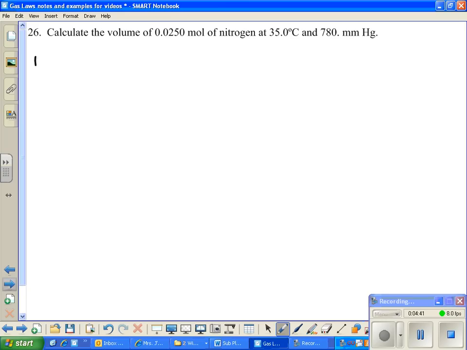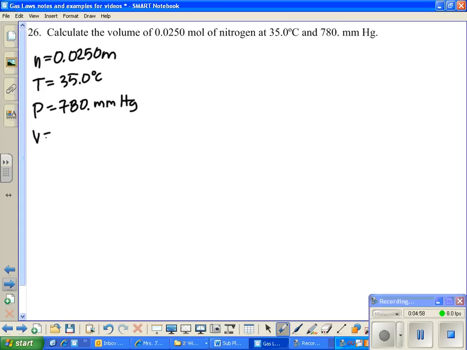You are given moles. You are given a temperature. And you are given a pressure in millimeters of mercury. And we are trying to calculate the volume. Because our pressure is in millimeters of mercury, our R value will be 62.4.